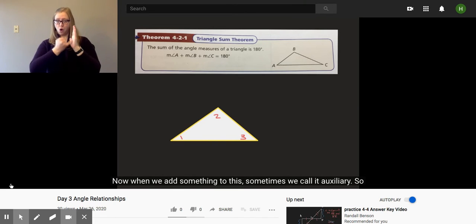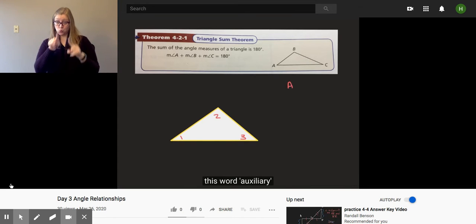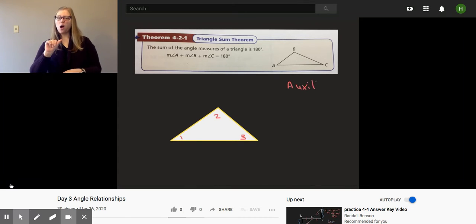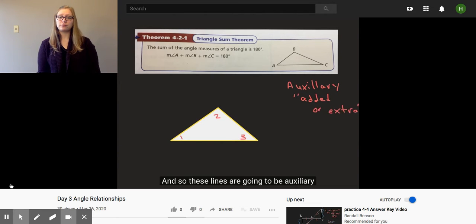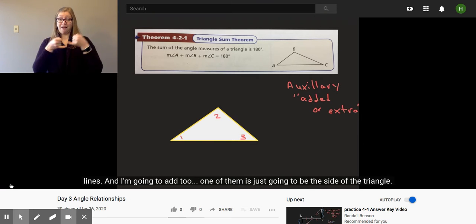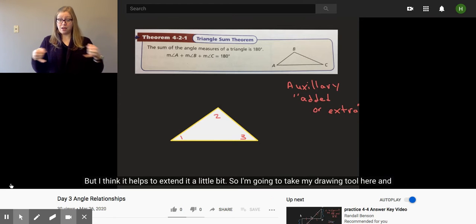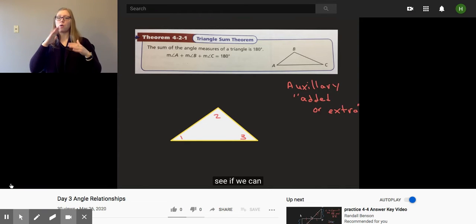Now, when we add something to this, sometimes we call it auxiliary. This word auxiliary is something that's added or extra. And so these lines are going to be auxiliary lines. And I'm going to add two. One of them is just going to be the side of the triangle, but I think it helps to extend it a little bit. So I'm going to take my drawing tool here and see if we can draw two lines.